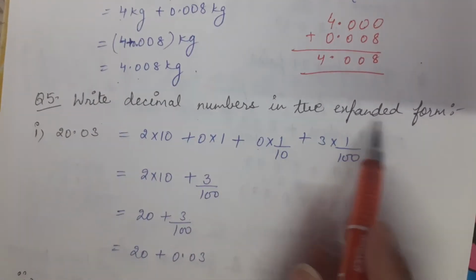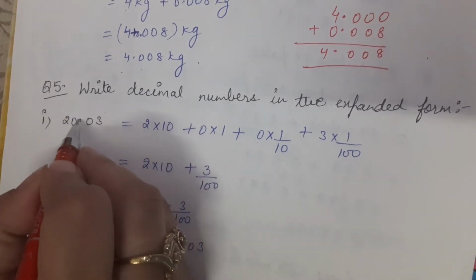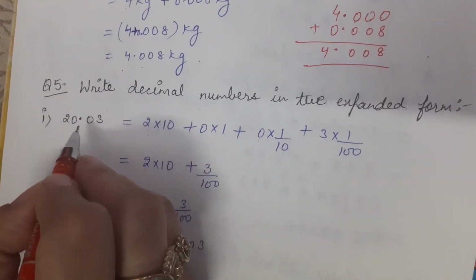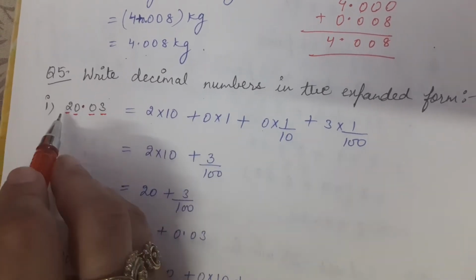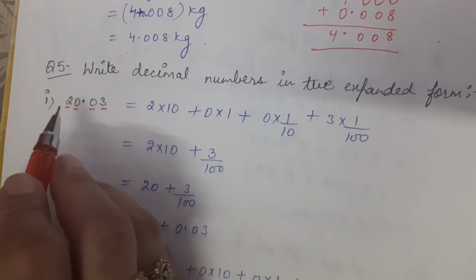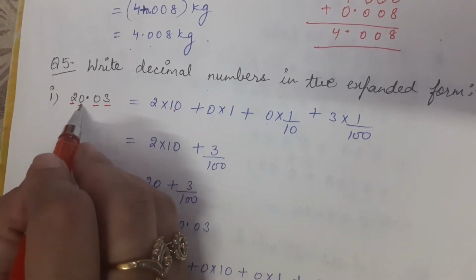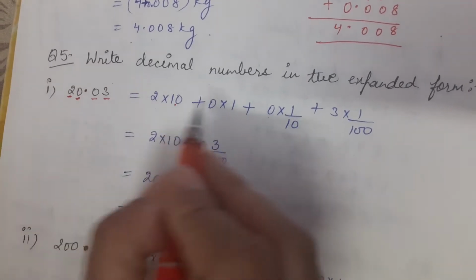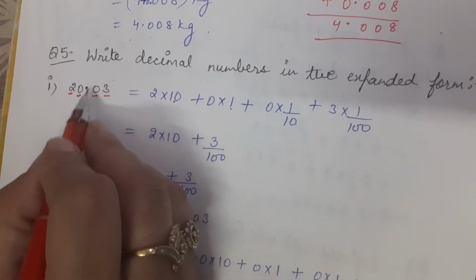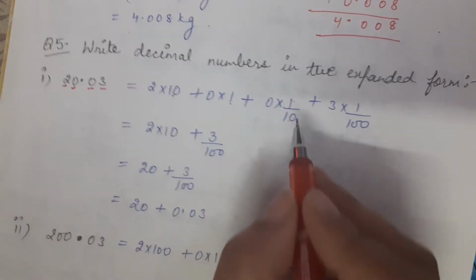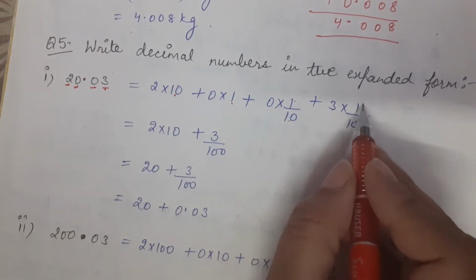Write decimal numbers in the expanded form. So expanded form, we have to check the places here. Now students, I've already told you that this is your tenths place, hundredths place, ones place, tens place and so on. So according to the places we have to write down expanded form. What is the place here? Tens. 2 multiplied by 10. What is the place of 0? Ones. So 0 multiplied by 1. Plus what is the place of 0 here? Here it is tenths place. So 0 multiplied by 1 upon 10. What is the place of 3 here? Hundredths place. That means 3 multiplied by 1 upon 100.